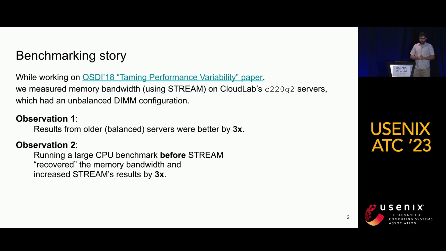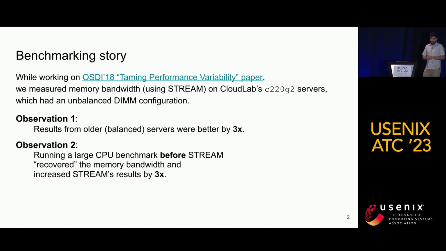Let me start with a quick story. This was a couple years back when we were working on a different paper for OSDI. That paper was titled Taming Performance Variability. We were benchmarking memory performance, and we saw with Stream something interesting: the performance for the newer servers that we had was 3 times worse than the performance from the older servers. Not particularly great, and we needed to investigate that.